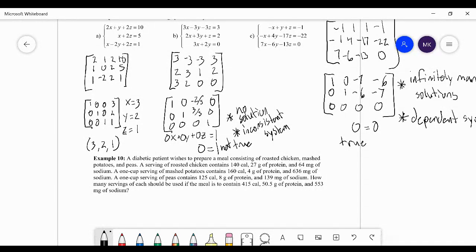If we have a true system or a dependent system, that final row will be a true statement, 0, 0, 0 equals 0, and that will be kind of how those work. If it's anything else, if it is something like example A, then that means it has a unique singular solution, and that's it.